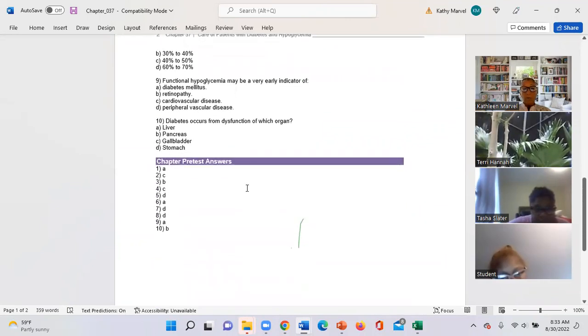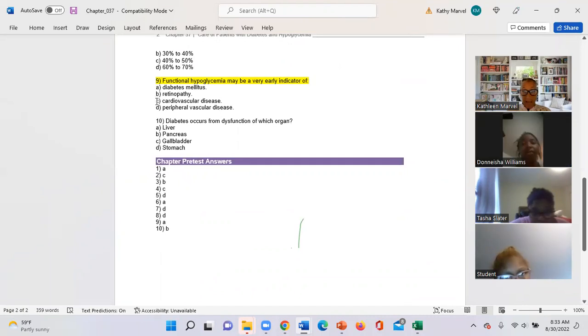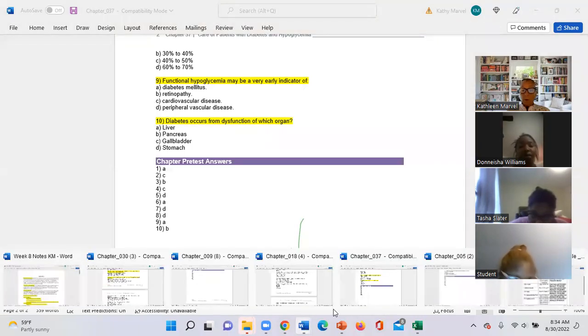We'll keep going. What's functional hypoglycemia? What might that be an early sign of? Oh, retinopathy. Cardiovascular disease. Yes, C, correct. And then last question, diabetes occurs. What organ is not functioning properly? Pancreas. Okay, awesome.